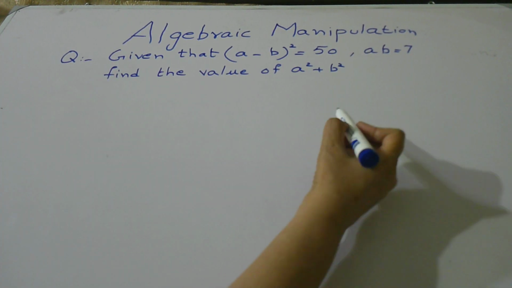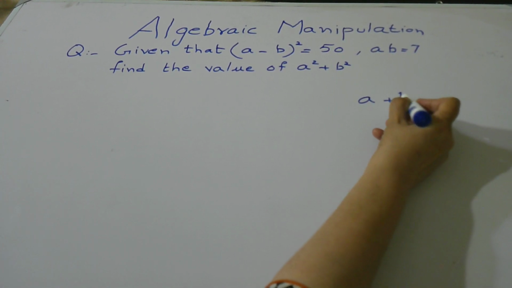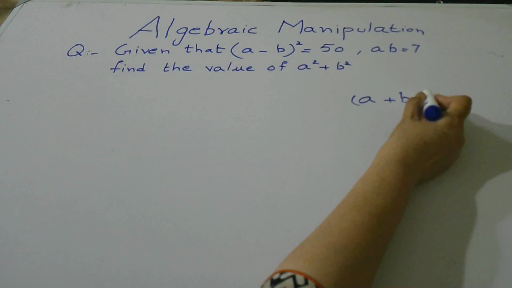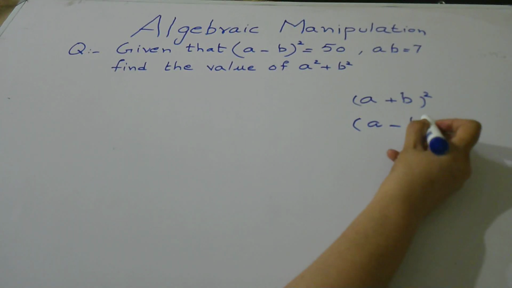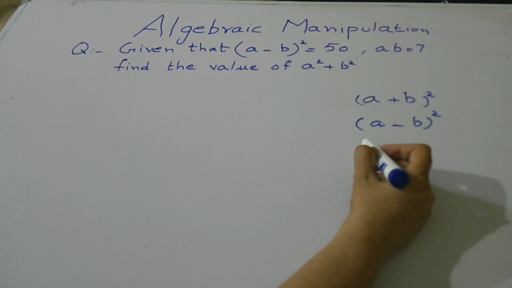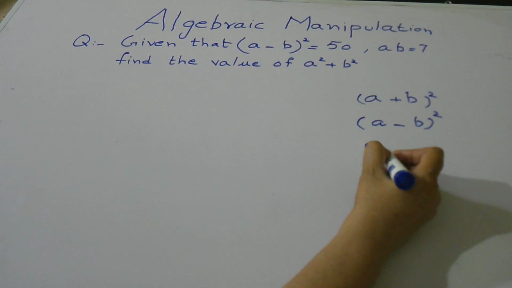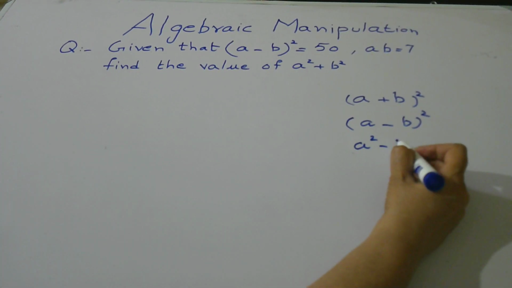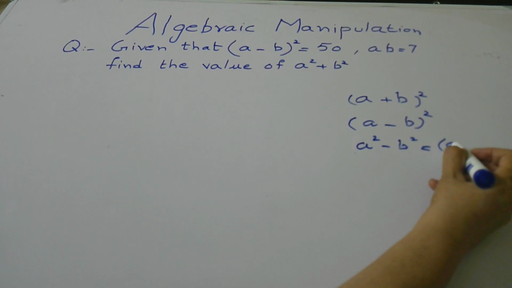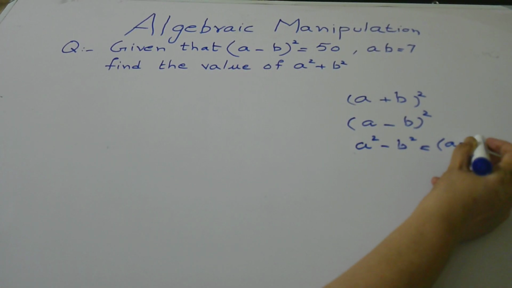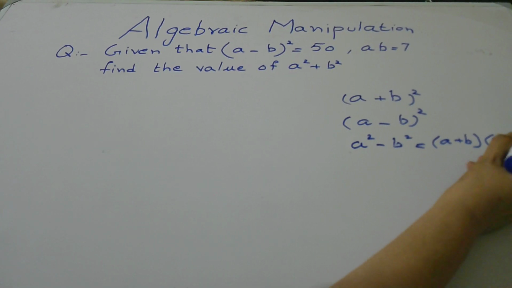So I will write the three identities again: (a + b)², the second identity is (a − b)², and the third identity is a² − b², which is equal to (a + b)(a − b).